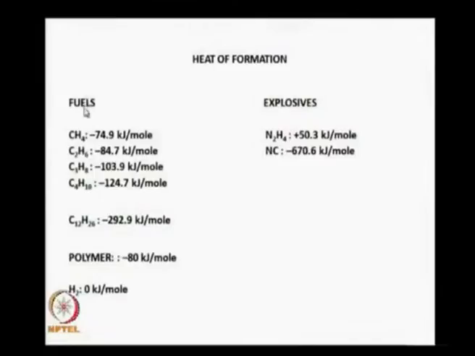What I have shown here is for fuel, say methane minus 75, ethane minus 85, propane minus 104, butane. See, it keeps on increasing until we come to kerosene. It has increased and it is a negative quantity, that means increasingly negative quantities.